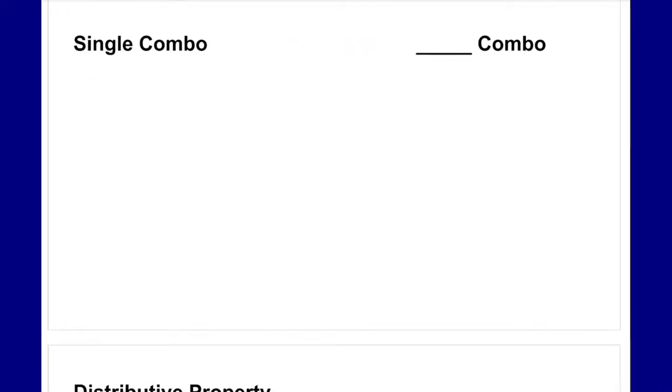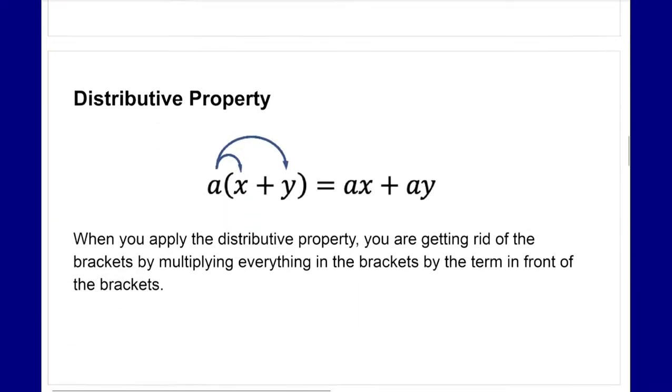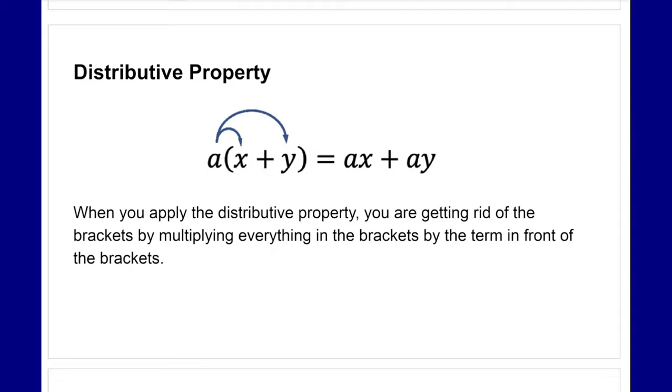So, hopefully we have a better idea of what the distributive property is. And this is what it looks like algebraically, without any numbers or anything. So distributive property is when we are getting rid of the brackets by multiplying everything in the brackets by the term in front. So distributive property is just another way of saying multiplying, or multiplying in a specific scenario.